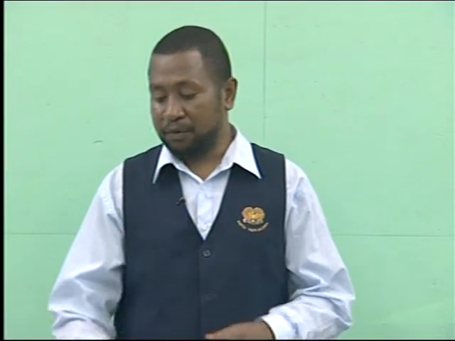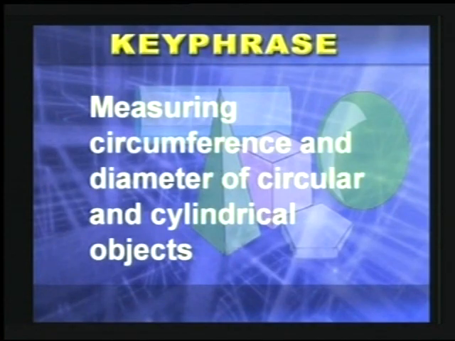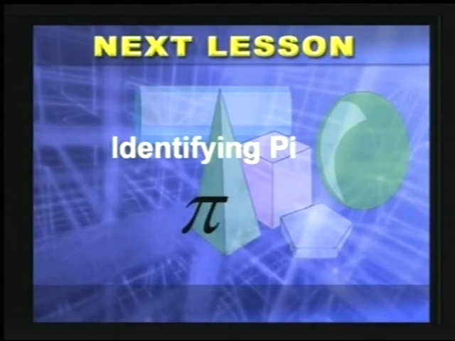Our key phrase for today's lesson is measuring circumference and diameter of circular and cylindrical objects. And our next lesson will be on identifying pi. Students, we have come to the end of our lesson, and thank you very much.